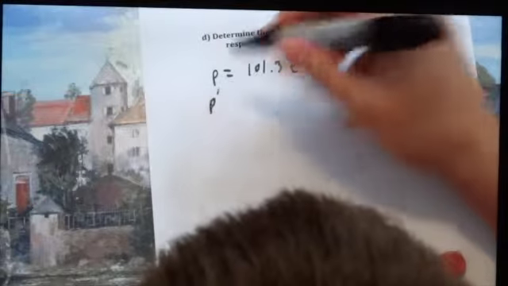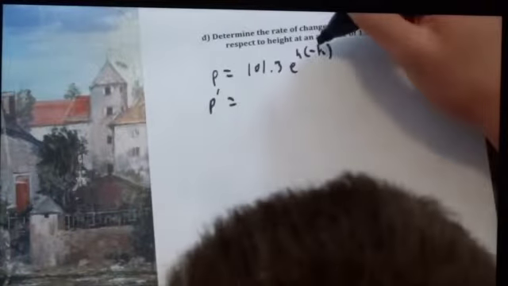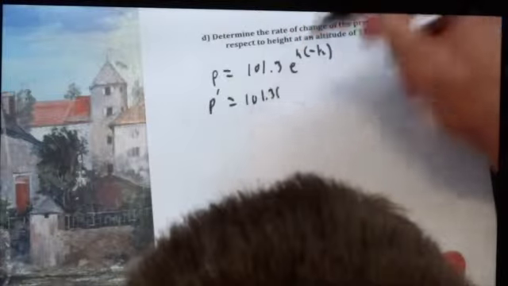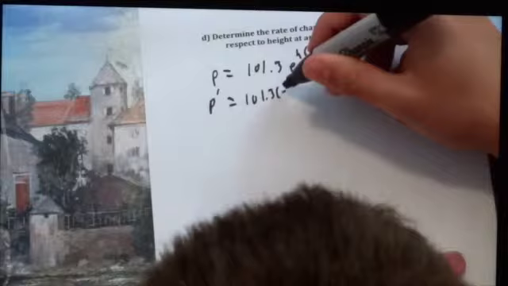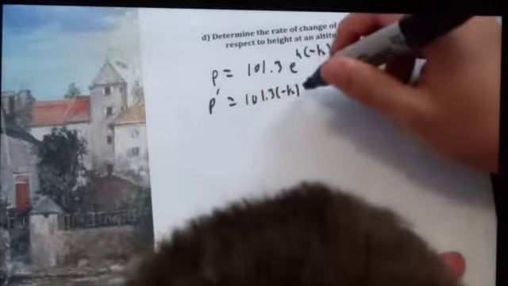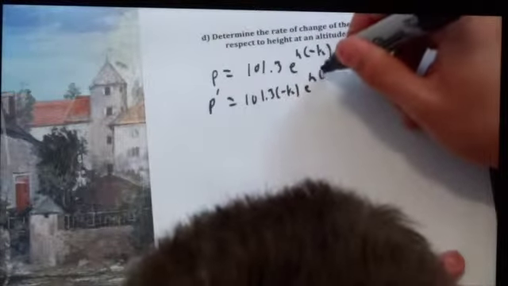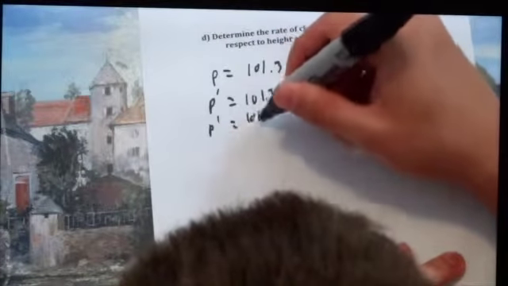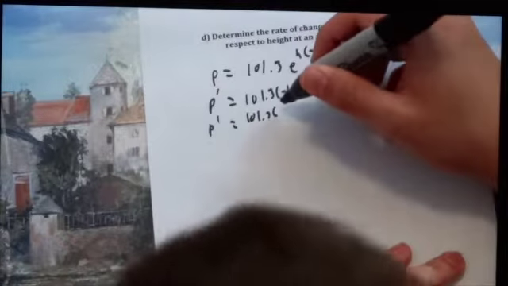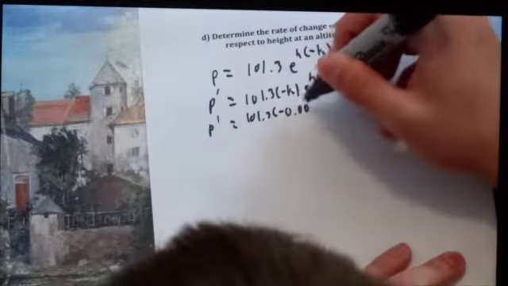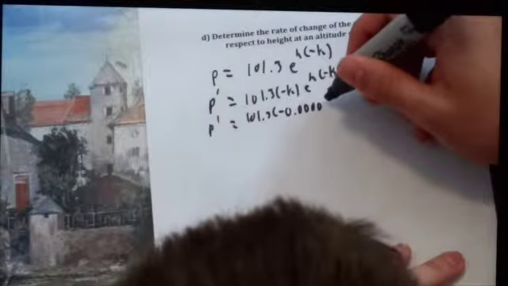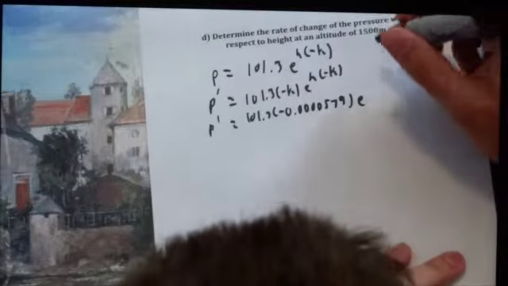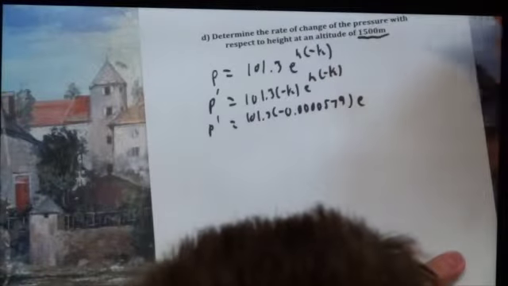To find P prime, like we did in the last equation, we have to bring down what's in the bracket to the front. So we have to multiply 101.3 times negative k, and then we keep it the same, so e to the negative kh again. We plug in our numbers now. 101.3 times negative k, which is negative 0.0000579, now multiplied by e, and now h is 1,500 meters.